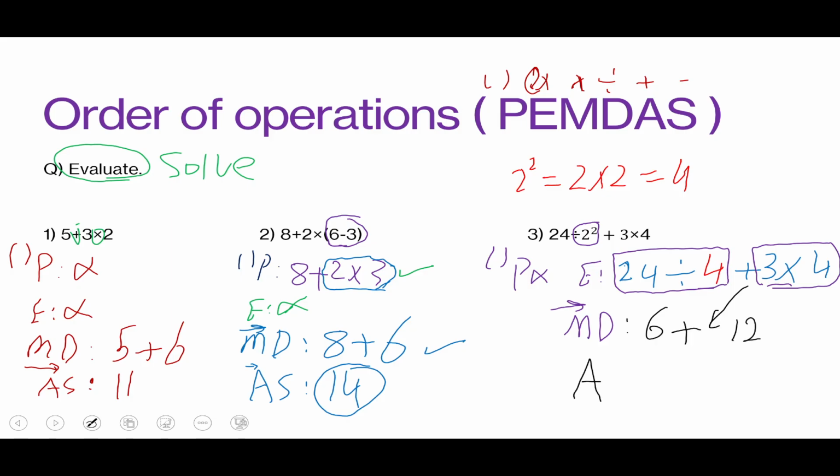The last step, addition and subtraction. So 6 plus 12, it's going to be 18. Okay, remember, whenever we have more than 2 operations, what are the operations in here? Like question 3, we have division, addition, multiplication. We need to use the order of operations, I mean the PEMDAS rule.